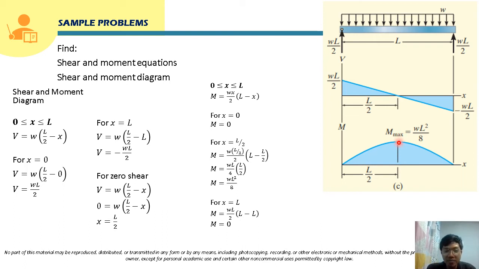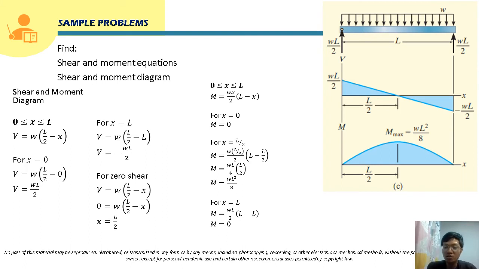Okay, and then for x equal to L, class, the moment is 0. That's why it will be 0 here. Okay, so we are going to connect those points, class. This point, this point, and this point. And class, in connecting those points, we are going to apply here the rules that we talked about in the previous slide.